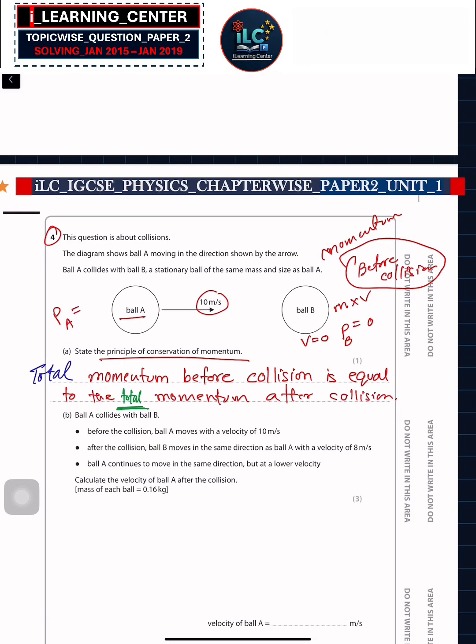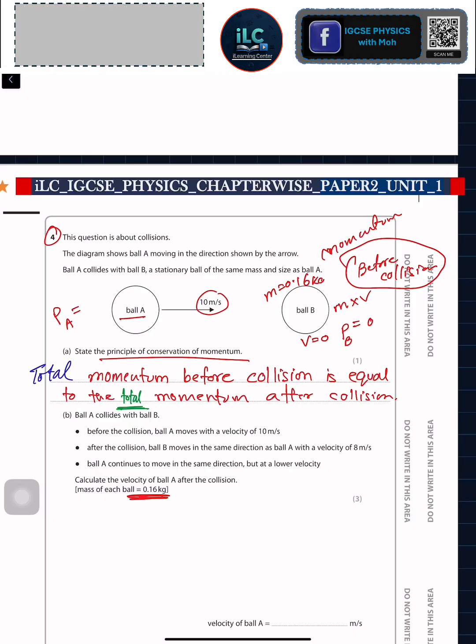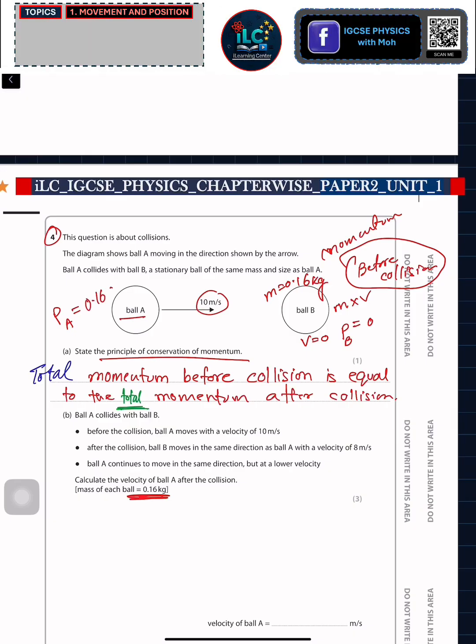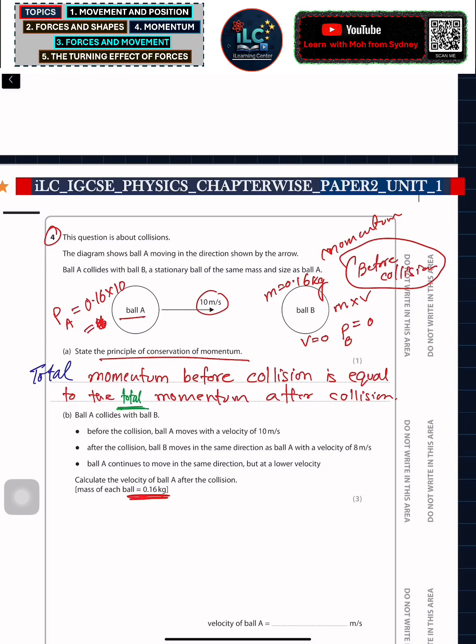So this A has a mass of 1.6 if you read the question. In fact, both of them have a mass of 0.16 kg. Because it's in kg, we don't need to care much. So 0.1 kg times 10, which is 16, right? Or 1.6, sorry, it's 1.6, not 16.